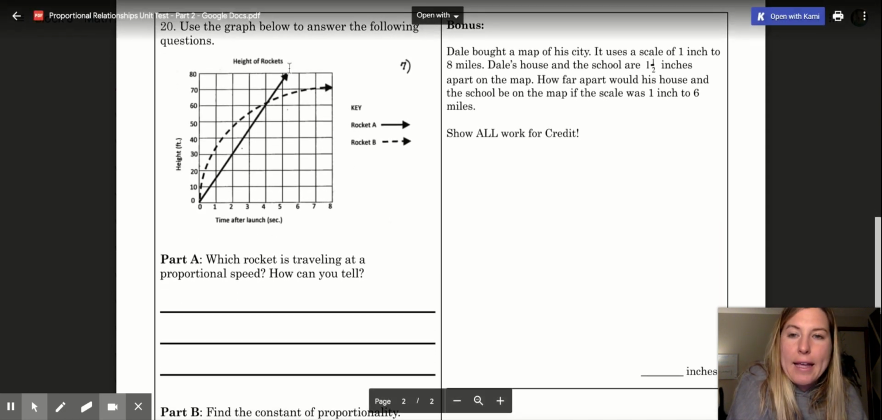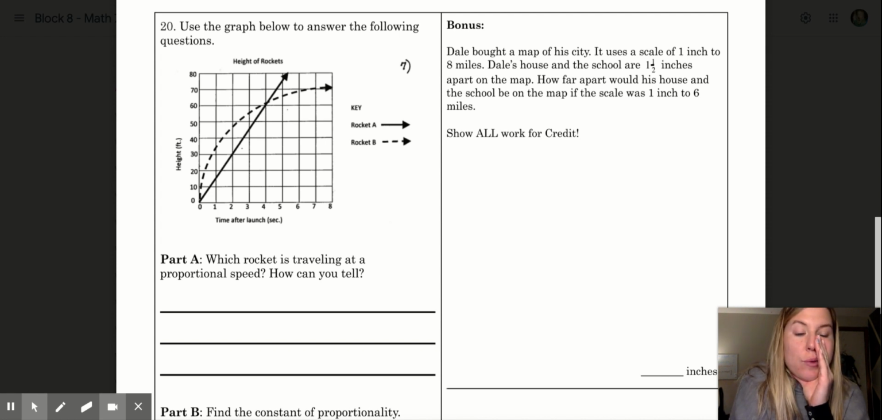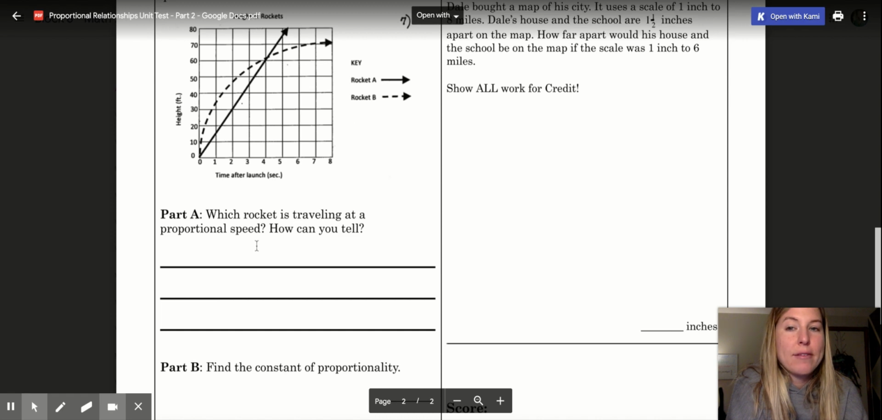So you have rocket A, that's the solid line, and rocket B, which is the dotted line. Which rocket is traveling at a proportional speed, and how can you tell? Hint, hint. Remember, in order to be proportional, when you're looking at a graph, it has to go through the origin and it has to be a straight line. So just an FYI, you need to remember that and you can use that in your reasoning.